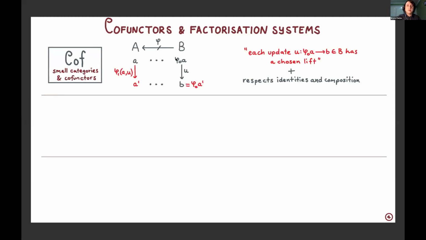And notice that the direction of a cofunctor goes in the direction of the lifting of morphisms. And so we think of a cofunctor as, again, for each update of this form, we have a chosen lift in our other system. And this lifting respects identities and composition. So that should tell you that somehow it should be built up of something which behaves like a functor.